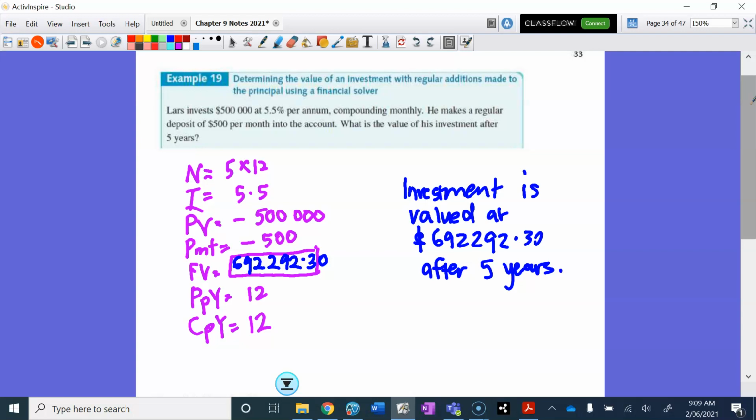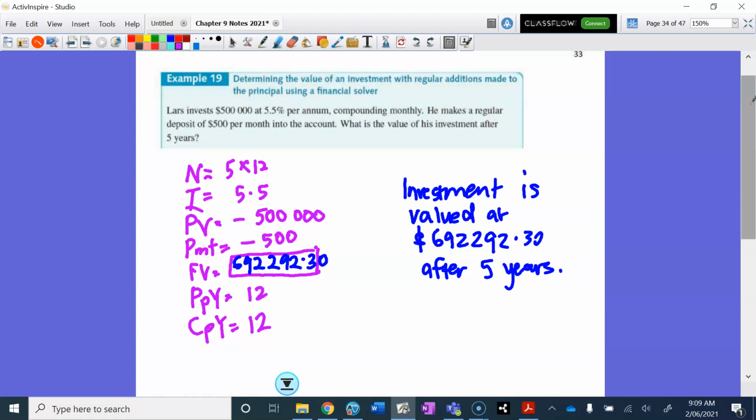So there is a quick example on page 33, and that is using the solver to determine the value of an investment. Just a quick, very straightforward one. Lars invests $500,000 at 5.5% per annum, compounding monthly. He makes a regular deposit of $500 a month. As soon as you see that regular deposit, you hopefully are aware that this is one of those extra payment sort of stories. What's the value of his investment after 5 years?